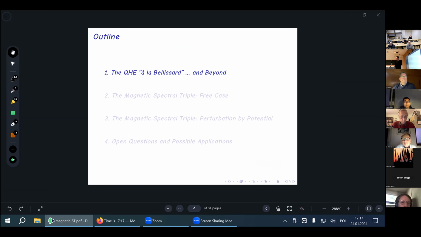This is a short outline of what I want to say. I would like to start with a review of the quantum Hall effect and Bellissard. Then the magnetic spectral triple that we imagined during this time, for the case of the pure magnetic operator without potential. Then I would like to say something about perturbation by a potential, and I would like to end with open problems, which essentially are the collection of things that I would like to do but am not able to do, and some possible applications.